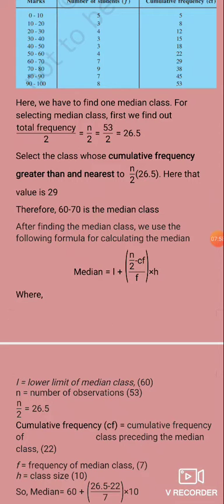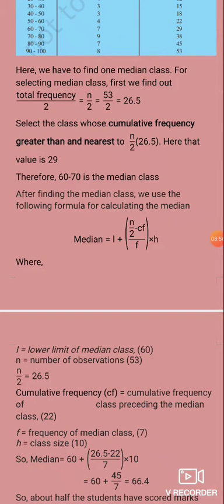If you do not consider the preceding class cumulative frequency, and you take another cumulative frequency, that is 38 or 29 itself, you will get a negative value. So the important point: you need to select the preceding class cumulative frequency. In this case, that is 22. The nearest other value is 38, but if you consider other values, sometimes you will get a negative value. Mean, median, mode never become negative values. They are always positive. So median is equal to 60 plus (26.5 minus 22) by 7 into 10.